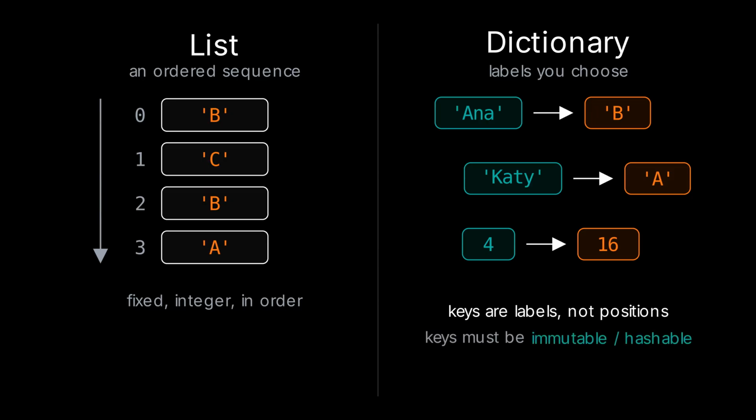There's one restriction: keys must be immutable, or more precisely, hashable. Beyond that, the value you store under a key can be any type at all, exactly as with a list.